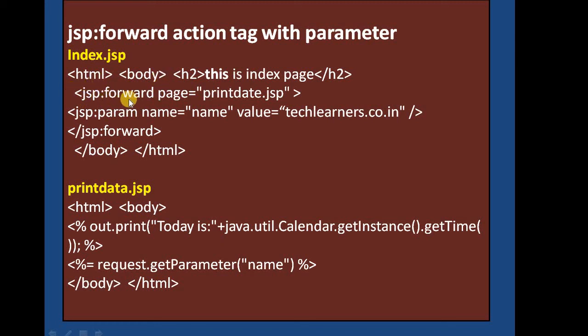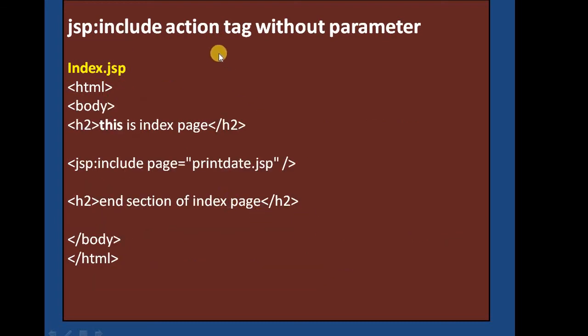So the jsp:forward tag is forwarding the user from this index.jsp to printdata.jsp, where we are printing some information and also accessing the parameters that were forwarded from the previous page. The jsp:include tag is used inside, let's say, index.jsp. We can include printdata.jsp, where all the content of printdata.jsp is included in this page, and that will be added to the output page as well.